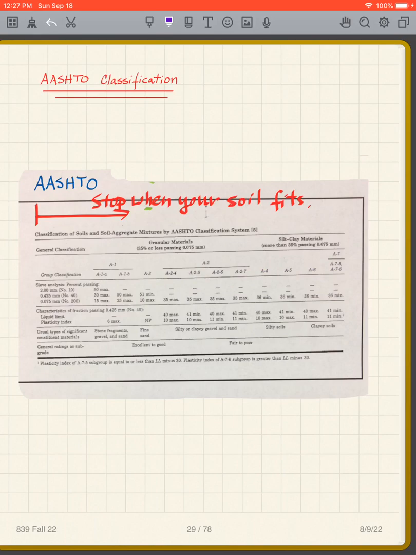Okay, so what do you do? Well, I read this. And if my soil passes these, then I stop and there's my soil type. If this doesn't work, then I go to the next one and I see, does it fit there?